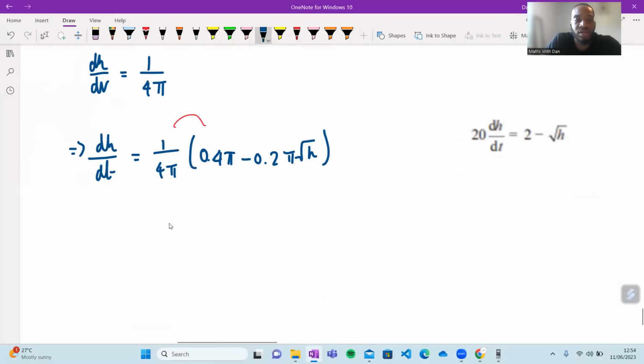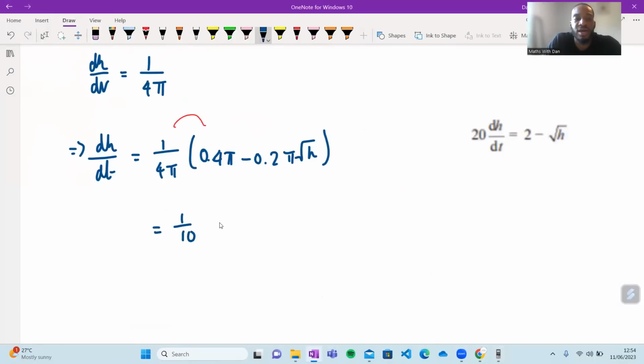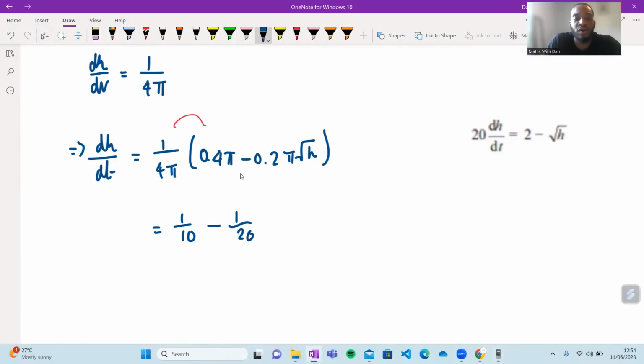Anyways, expanding this now, what happens here? Well, the pi's will cancel. Then this becomes 0.4 divided by 4, which is 1 over 10. And then minus, the pi's cancel again, 0.2 over 4, which is just half of that, so 1 over 20, and then we've got root h here. And this is dh by dt.